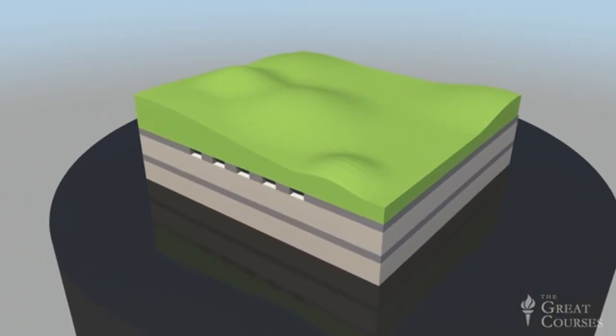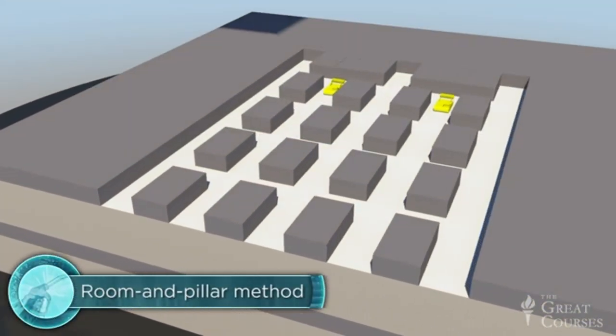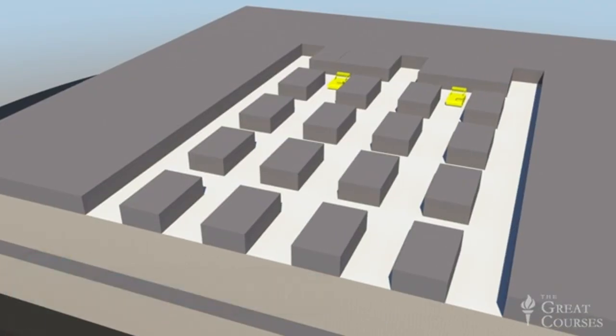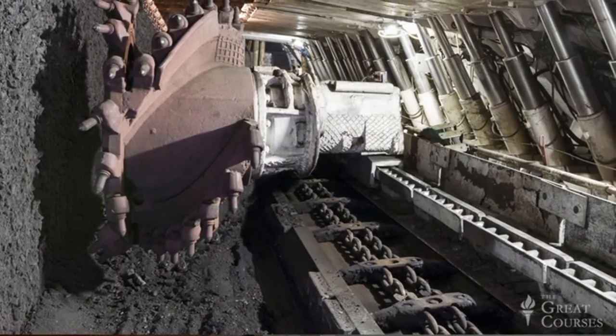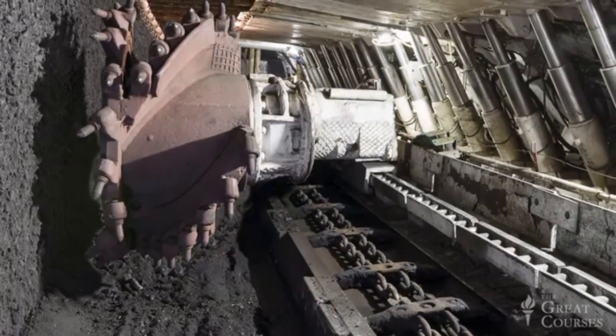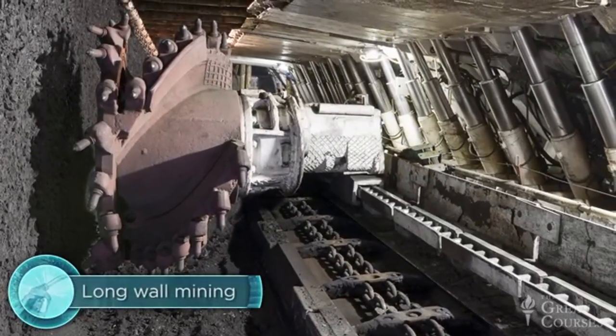Until recently, most underground mines used the room and pillar method, in which regularly spaced pillars of solid coal are left intact to hold up the roof of the excavation. The obvious disadvantage of this system is that it leaves behind 40 to 50% of the coal in the seam. But since the mid-1990s, this limitation has been largely overcome by a new technology called longwall mining.